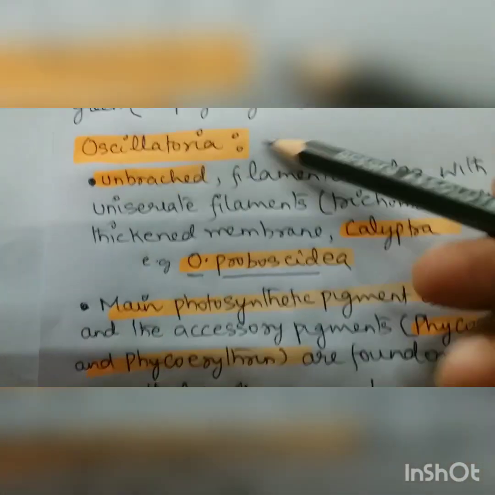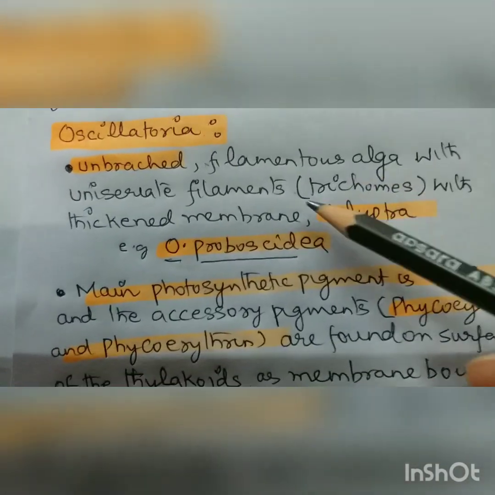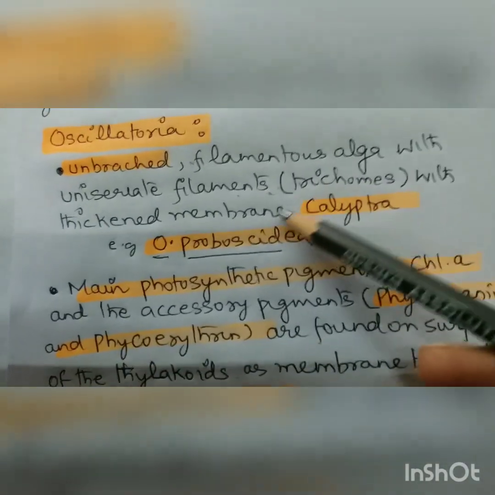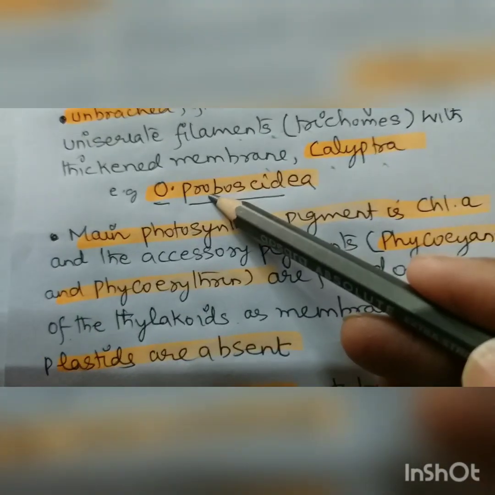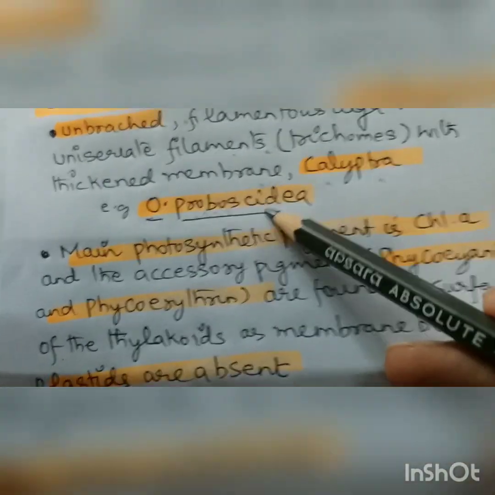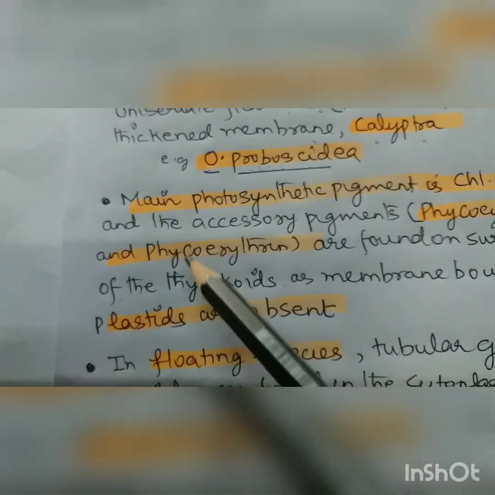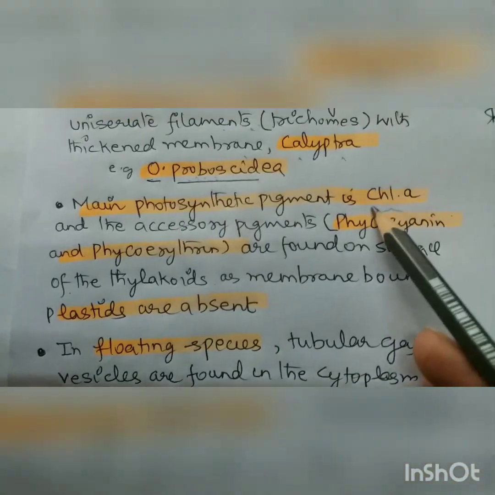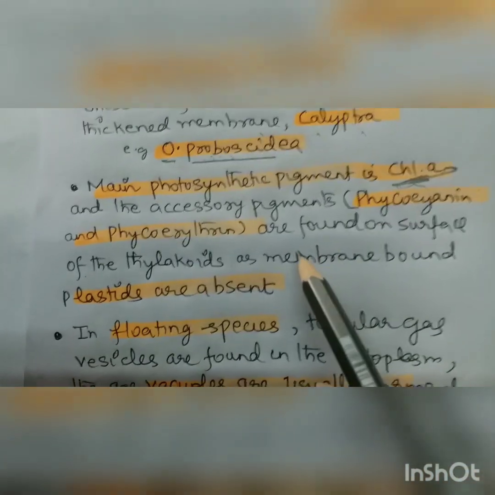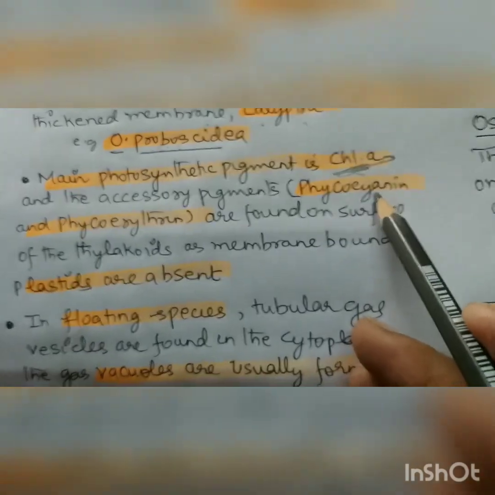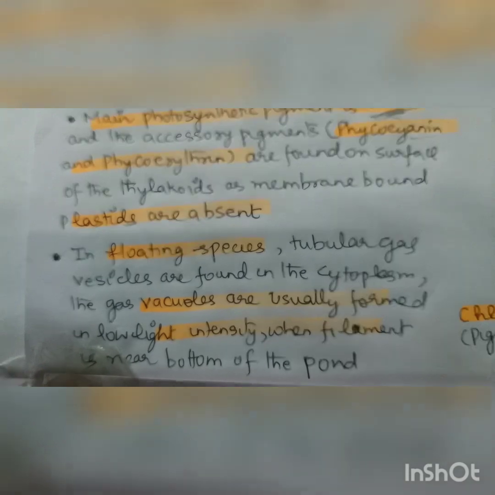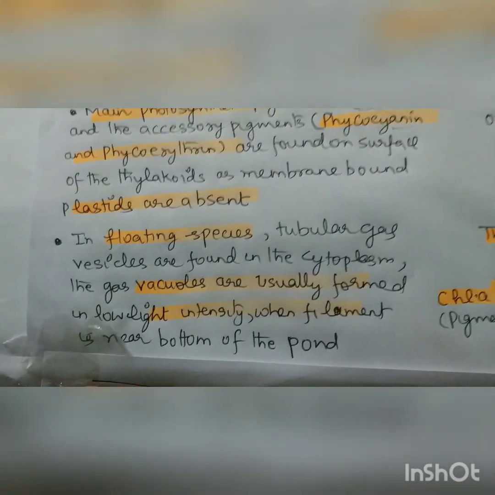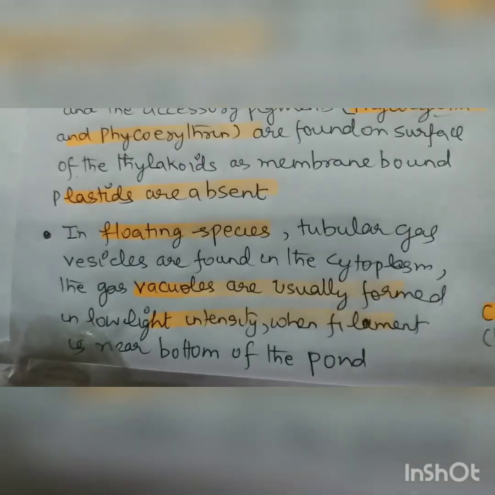Oscillatoria is basically an unbranched filamentous alga with uniseriate filaments, right, with a thickened membrane, the calyptra. The example is Oscillatoria princeps. The main photosynthetic pigment is chlorophyll a, and the accessory pigments, as you know from the color, are phycocyanin and phycoerythrin, which are present on the surface of thylakoids, as membrane-bound plastids are absent. It's very important, right?